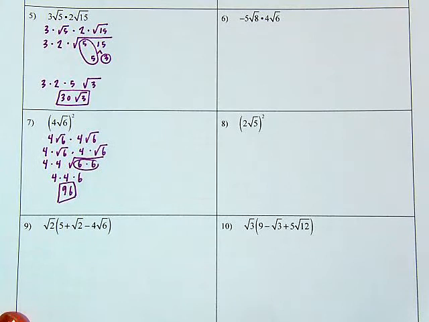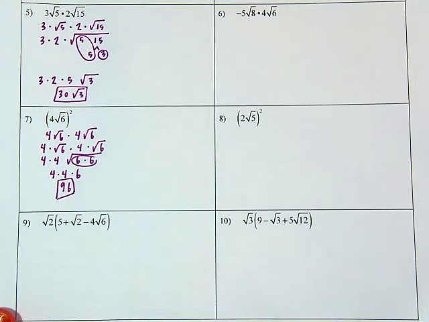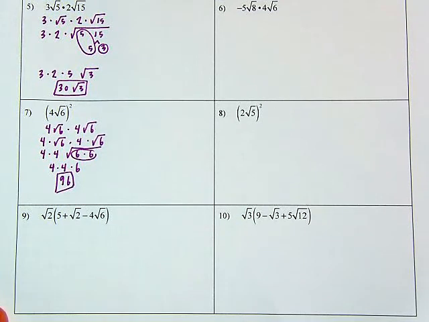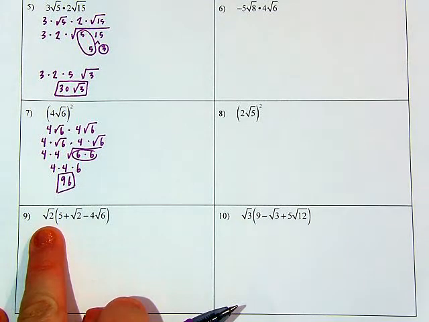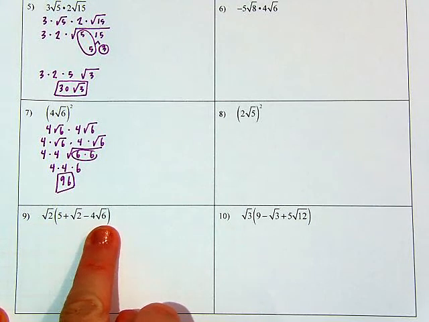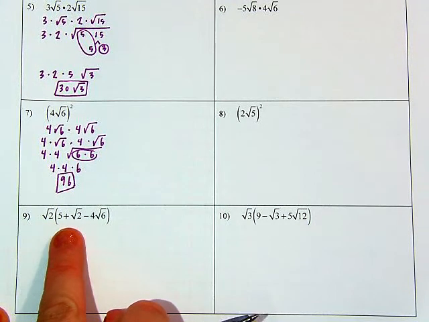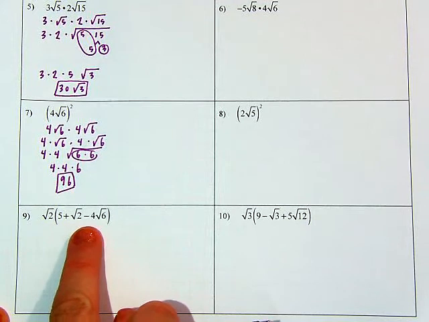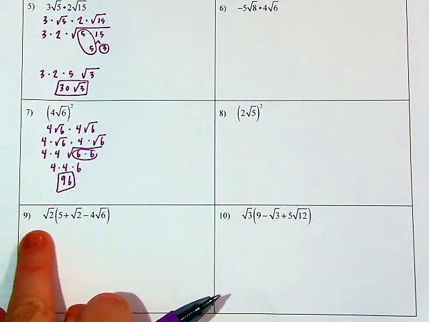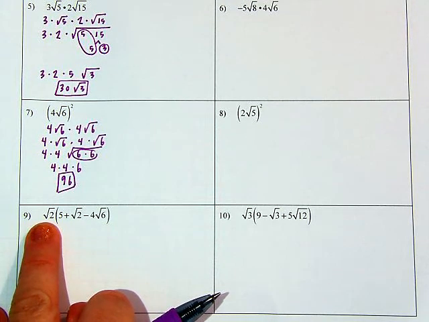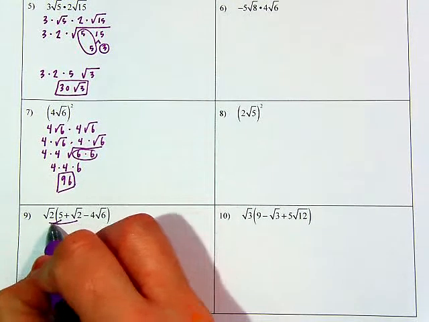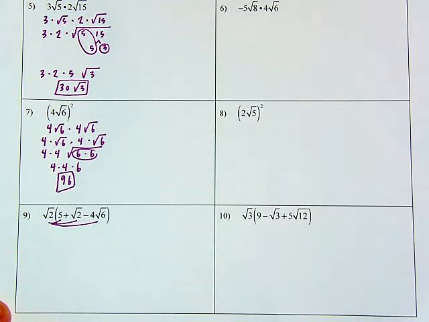Okay, and then the last one, and then I'm going to have you guys pause, and I want you to work through the right-hand side. So last one before we hit pause. So here I have the square root of 2 multiplied over these 3 terms. I have a 5 plus square root of 2 minus 4 times the square root of 6. So since I just have a single term on the outside, I have to distribute that square root of 2 over these 3 items just like so. So I'm just going to distribute.